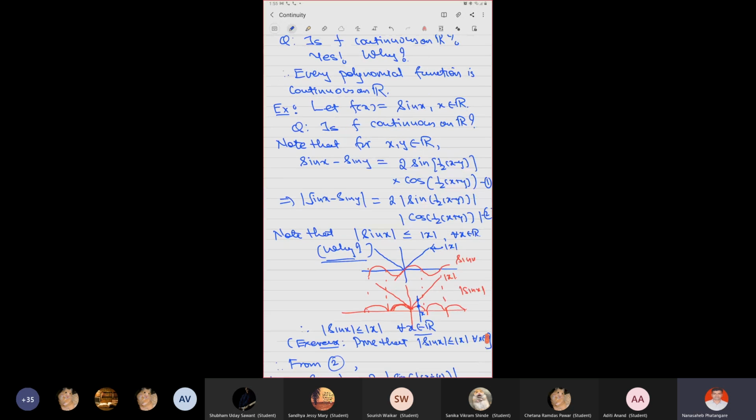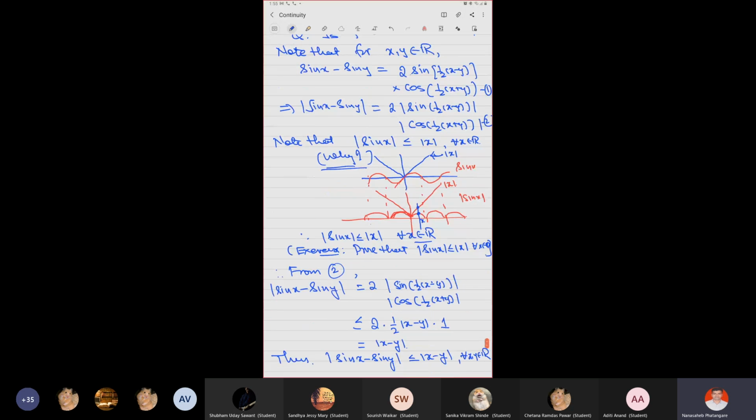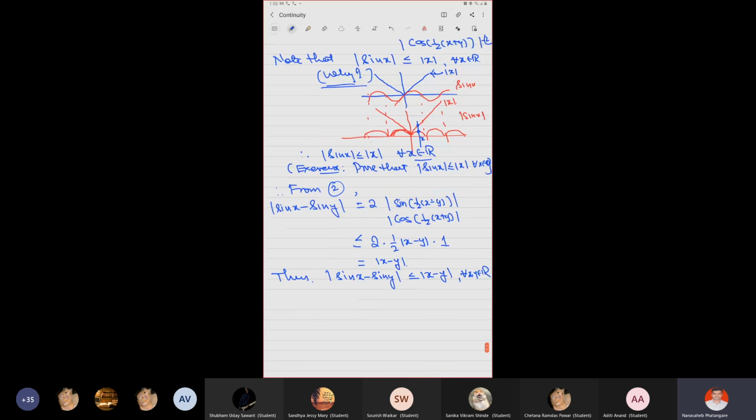Right, but our basic problem was whether sine x is continuous at any real number or not. So now let a belong to R. Choose any real number. Then what we want is the limit as x tends to a of sine x equals sine a, which is f of a. This is what we want. Now can you prove this? Can we prove this?